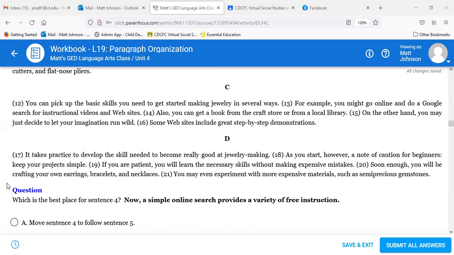As you start, however, a note of caution for beginners. Keep your projects simple. If you are patient, you will learn the necessary skills without making expensive mistakes. Soon enough, you will be crafting your own earrings, bracelets, and necklaces. You may even experiment with more expensive materials such as semi-precious stones.